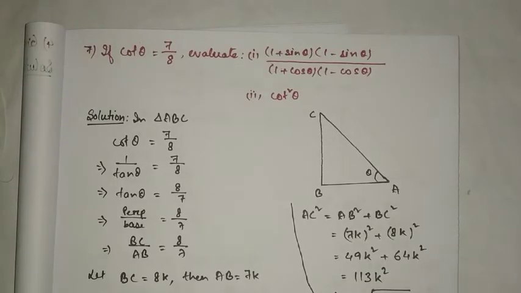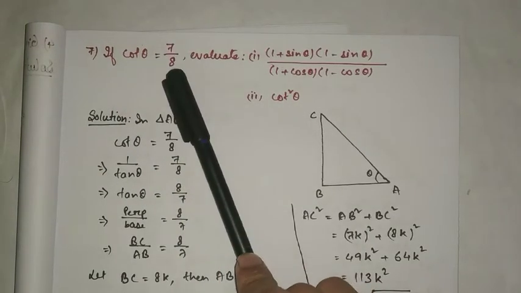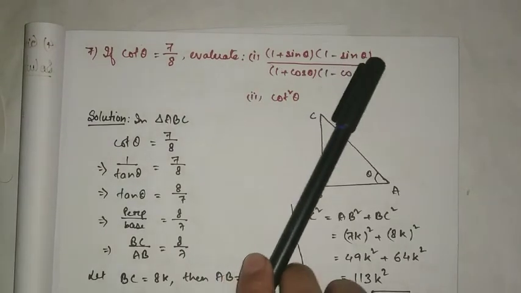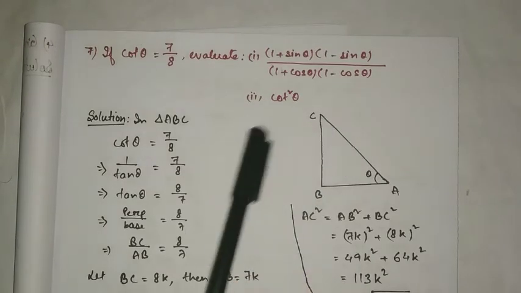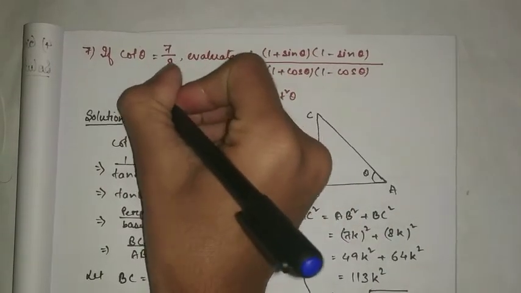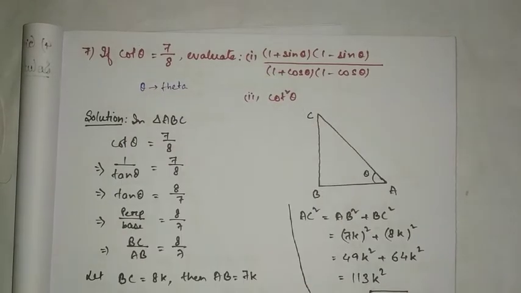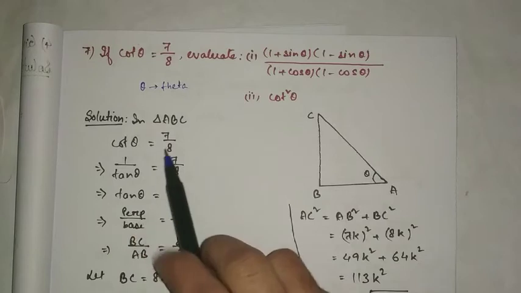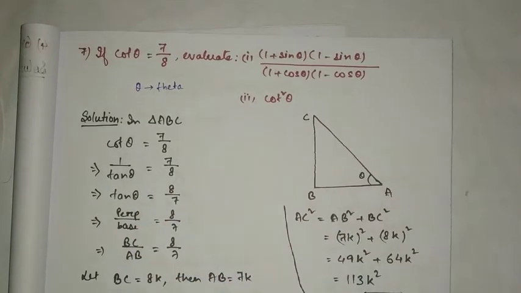Now the next problem is a very important one. It is given here that cot of A is equal to 7 by 8, and we have to evaluate the value of (1 plus sin theta)(1 minus sin theta) divided by (1 plus cos theta)(1 minus cos theta). Remember, this sign is called theta. This is a Greek alphabet which is called theta. As we take x variable for numbers, we take theta variable generally for the angles.